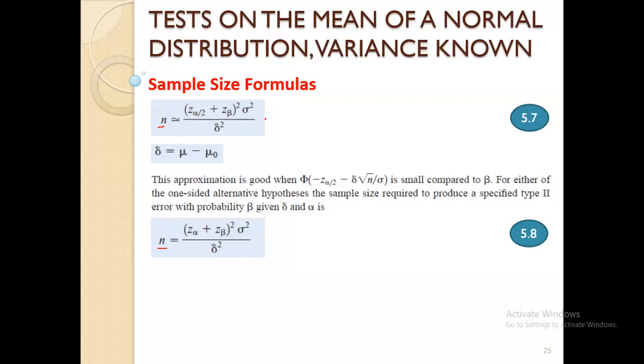This is for the number of samples for a two-sided test. It is alpha divided by 2, right? But for the one-sided case, it's alpha. You can use this equation to estimate the number of samples. This is the minimum number.